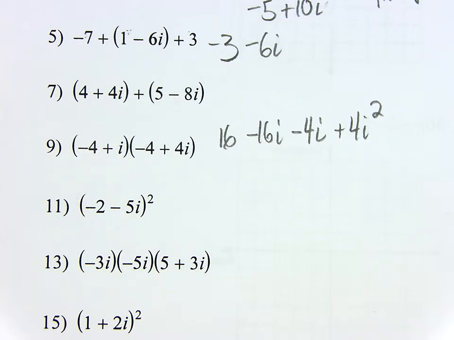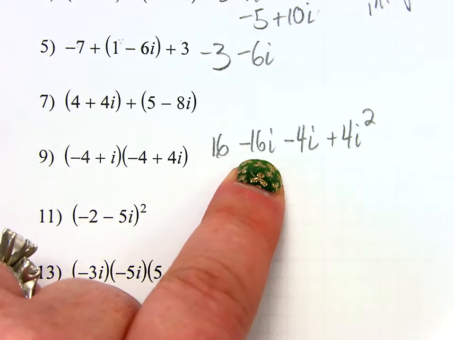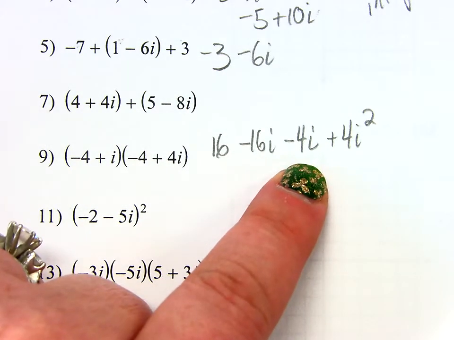Okay, did you get where I got? First, outside, inside, last, and you're here? Yeah? So, I notice I have negative 16i and negative 4i. I can certainly combine those together.